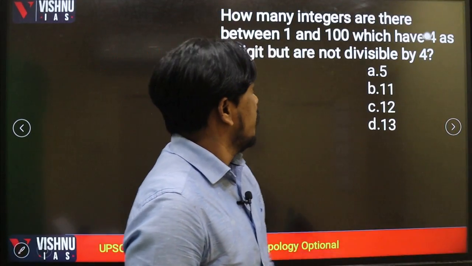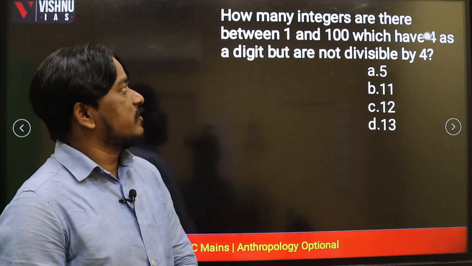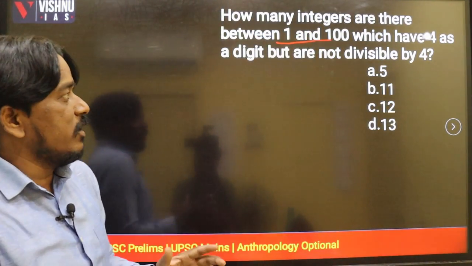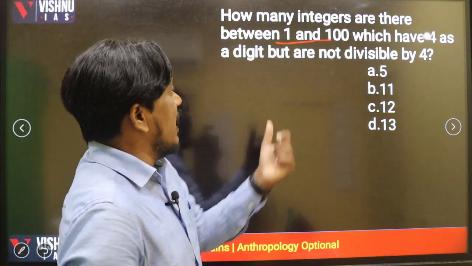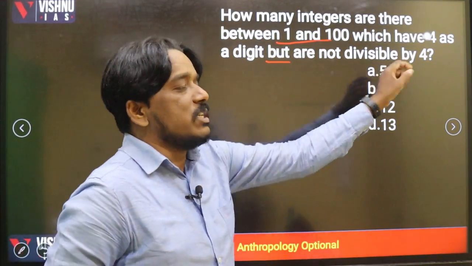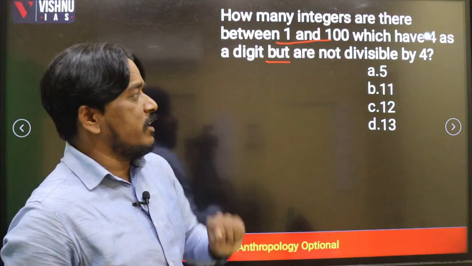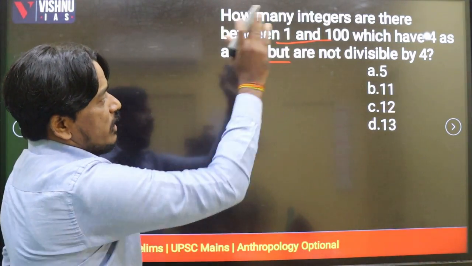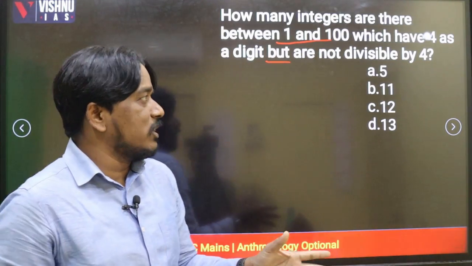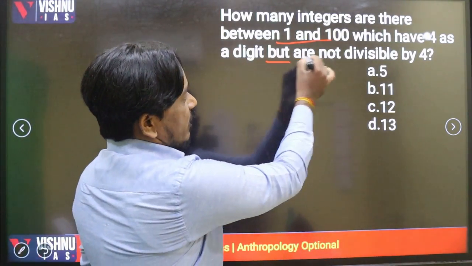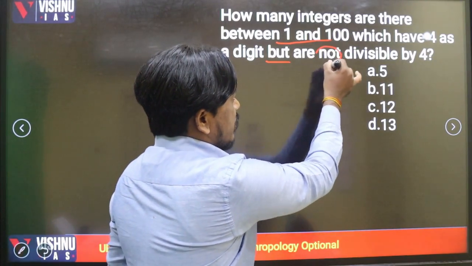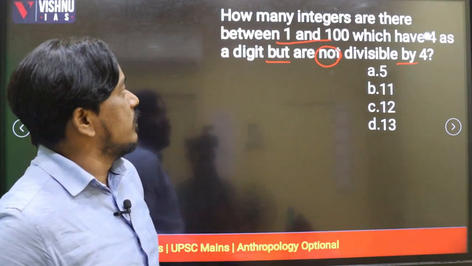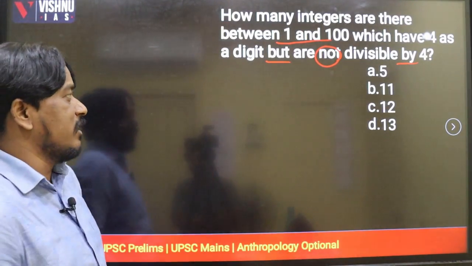Let's take another question here. How many integers are there between 1 and 100 which have 4 as a digit but are not divisible by 4? See, between 1 and 100, every number we consider should have the digit 4. So we will observe between 1 and 100 which numbers have the digit 4, and we will take all of them. But the question is: as a digit but not divisible by 4. Whatever numbers we take should not be divisible by 4. How many such numbers are there? That is what you have to find out.